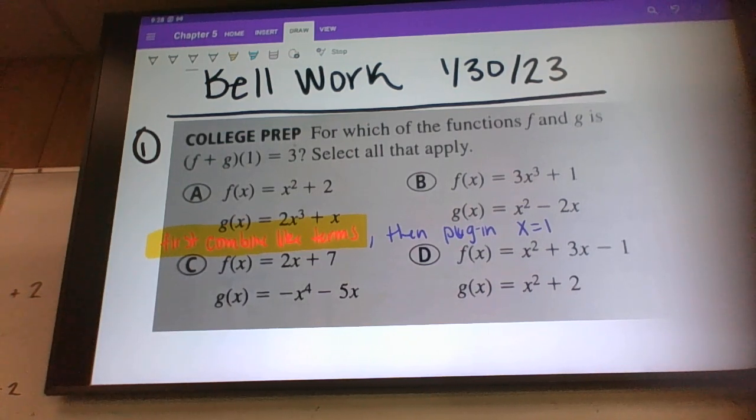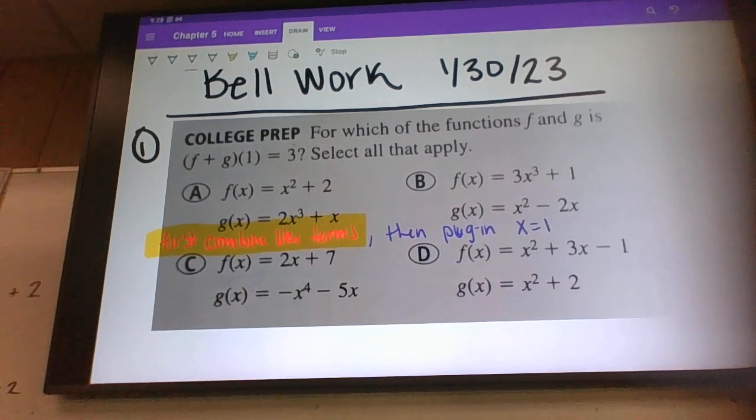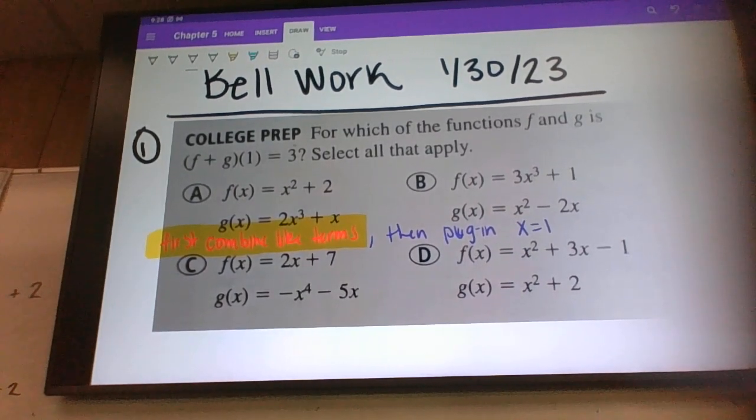Alright, so. Oh, I forgot to put the 3. Oh, so you're basically just solving. Which is not that hard.